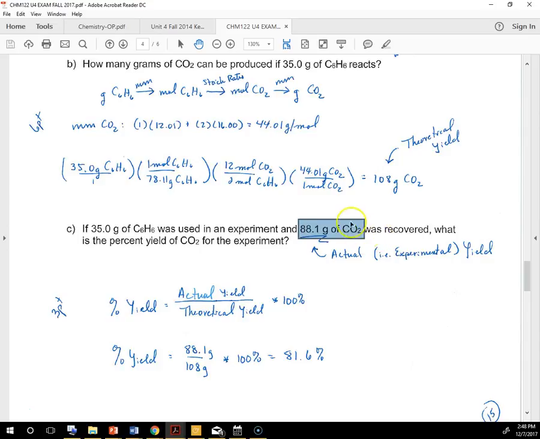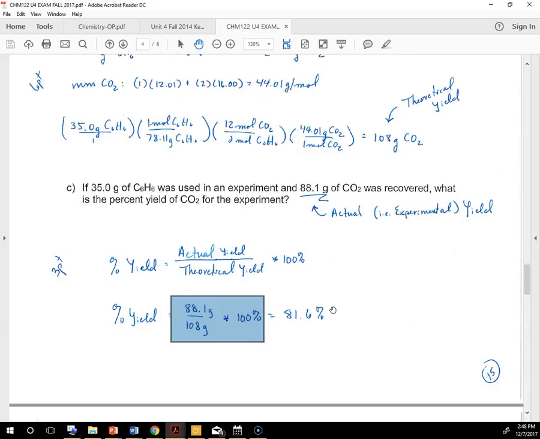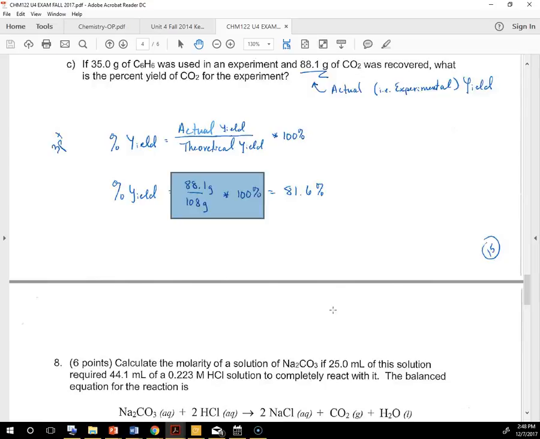So to knock out the percent yield, we're going to take the actual yield, which was that 88.1 grams. We're going to divide by the theoretical yield, which is that 108 grams. And then we're going to multiply by 100%, and we get 81.6%. Now, in looking at your graded exam, if you see something that I missed, and I maybe counted something wrong, let me know. That was worth 3 points.